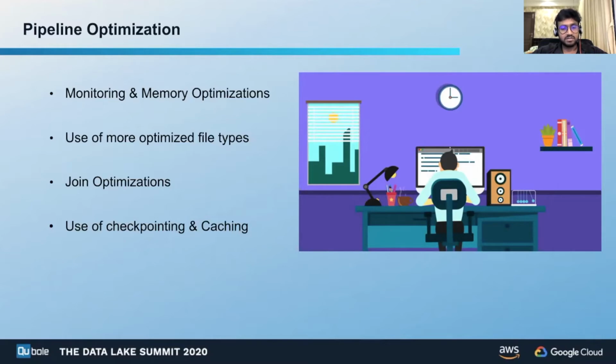These file types not only were faster to read and write, but also they were more optimized in how they were stored on S3, and the query performance was much better on these file types.